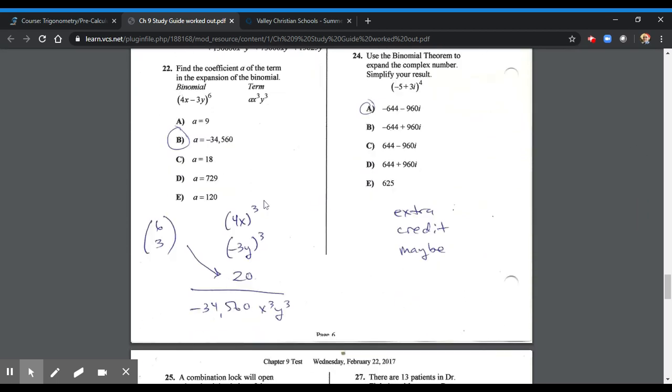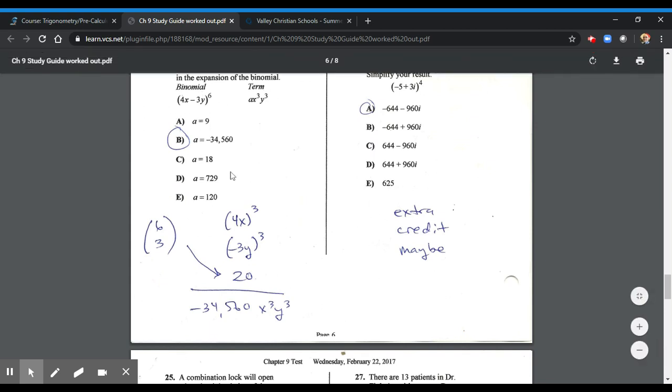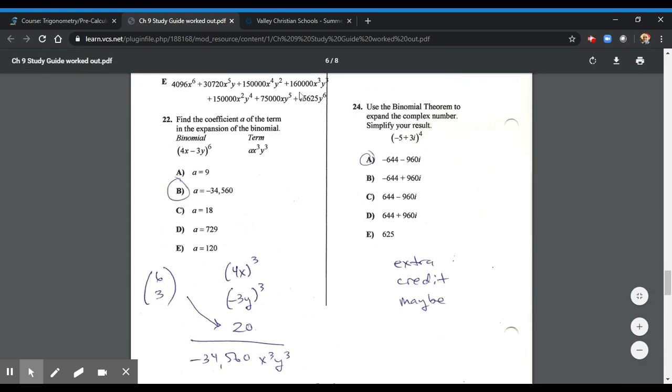Number 22. Find the coefficient A of the term in the expansion of this binomial, 4x minus 3y to the 6th power. I want to find the x cubed y cubed term. Well, this is going to turn out to be the 6th row, the 3rd element. Remember, we're starting from 0, and that Pascal's number is going to be 20. So it's going to be the cubed term here.